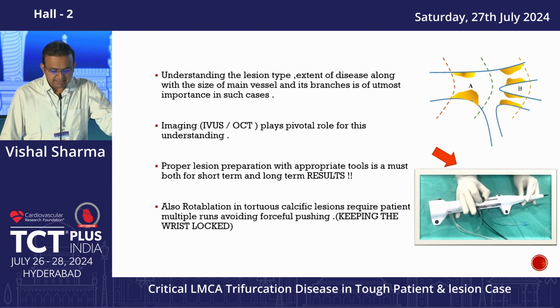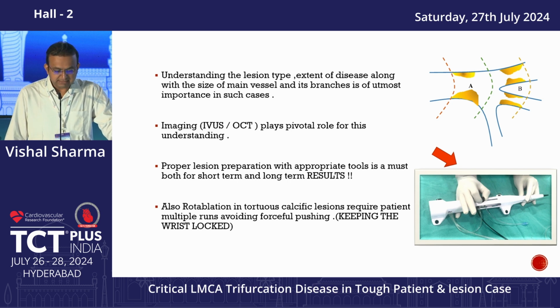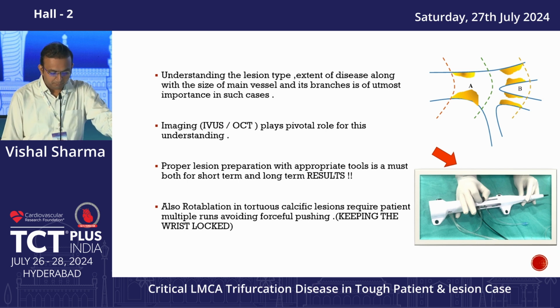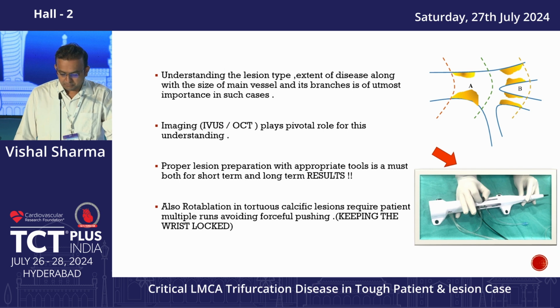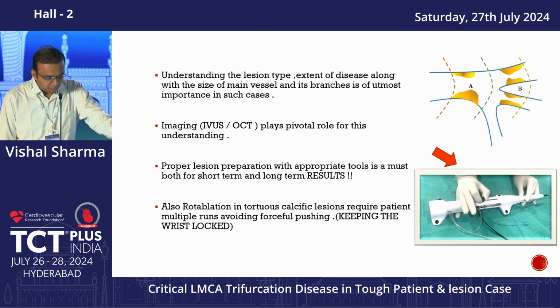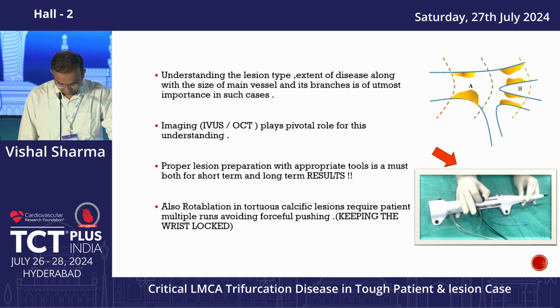Understanding the lesion type, the extent of the disease, along with the size of the main vessel and its branches is of utmost importance in such trifurcation and multiple branch cases. Hence, imaging, IVUS or OCT, whichever is available at the center or the operator is comfortable with, plays a pivotal role. Proper lesion preparation, with appropriate tools, is a must, not only for negotiating those lesions at that time, but also for long term results. Also, rotablation in angulated and tortuous lesions requires patient, multiple runs, avoiding any forceful pushing, because that can lead to perforation, which we have seen at our center also.